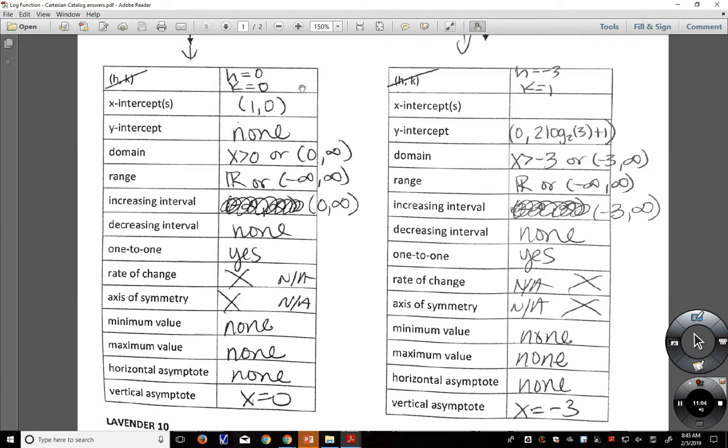Okay. So take a minute to process that information, get down some of the notes, and then see if anyone in your group has any questions about the log parent function. That is our emphasis right now.